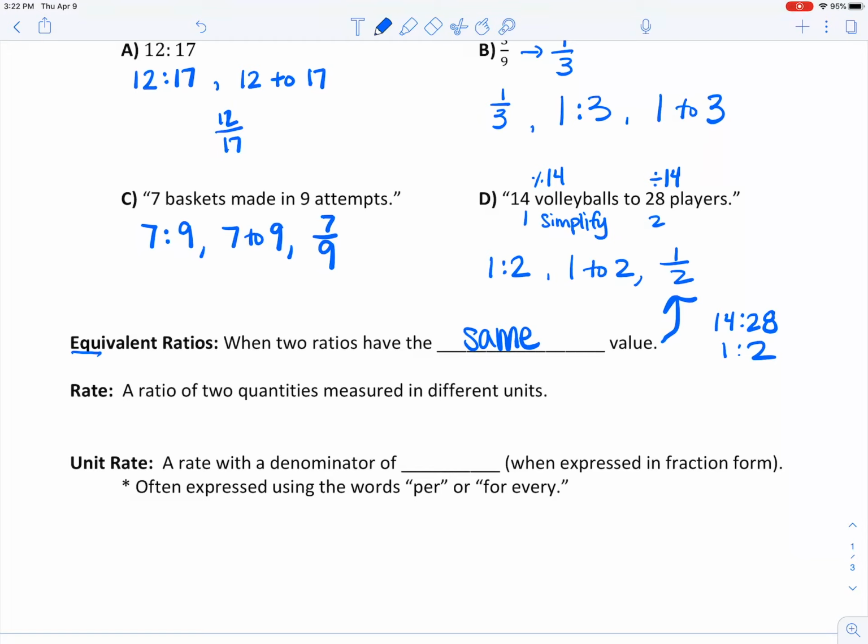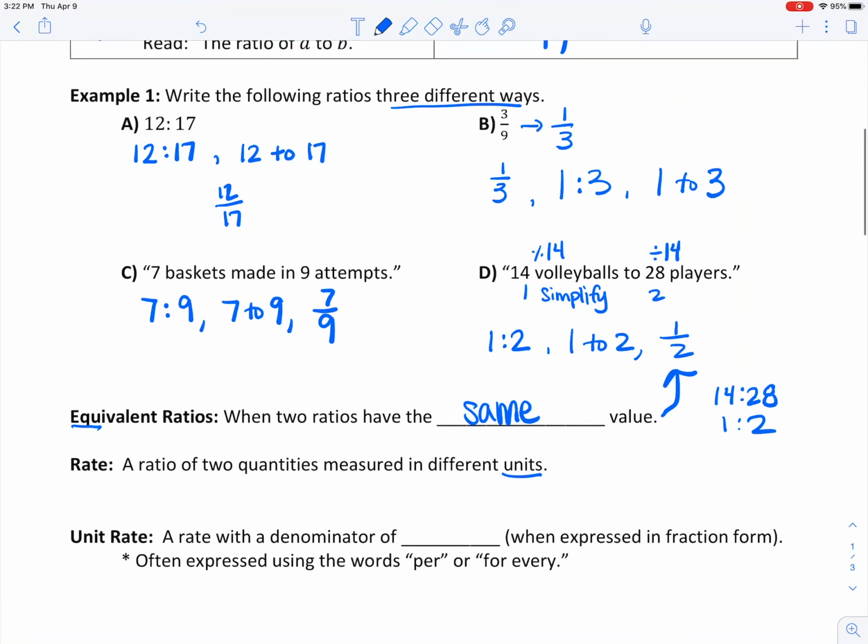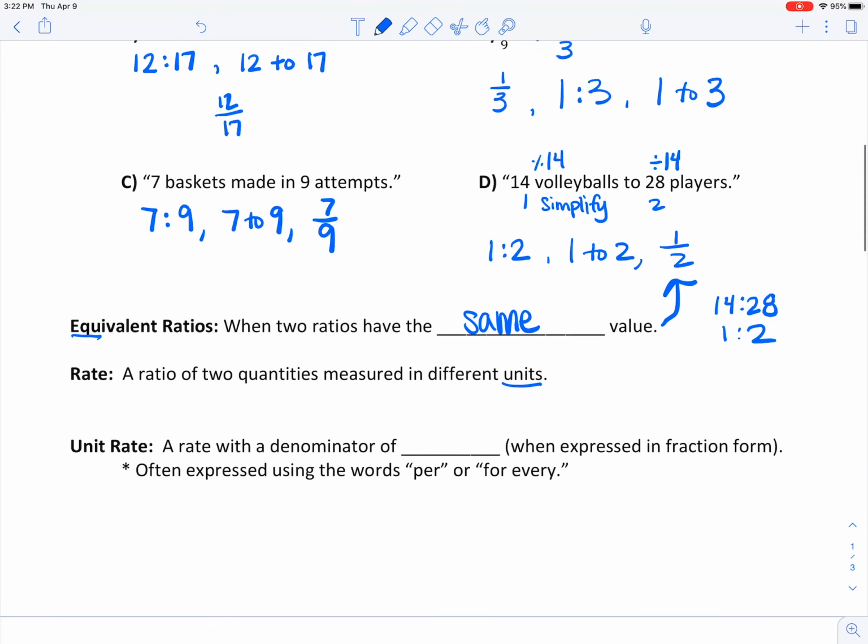All right, rate is our next vocab word. It is a ratio of two quantities measured in different units. So units means like inches, feet, miles, pounds, those kinds of things. So basically, it's a ratio with those units. And specifically talking about unit rate, anytime you see that word unit rate, you can think of the words like per or for every, like miles per gallon, or muffins cost $2 per muffin, per one muffin.